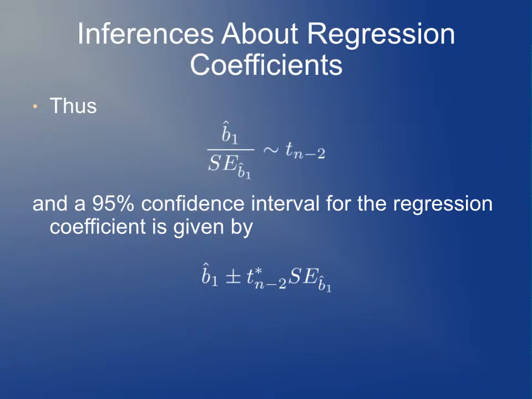And if we know the expected value and standard error of a regression coefficient, then under the null hypothesis that b1 is equal to 0, b1 hat divided by the standard error of b1 hat will have a t-distribution with n minus 2 degrees of freedom, implying that we can get a 95% confidence interval for the regression coefficients by taking b1 hat plus or minus the standard error times the appropriate quantile of a t-distribution.